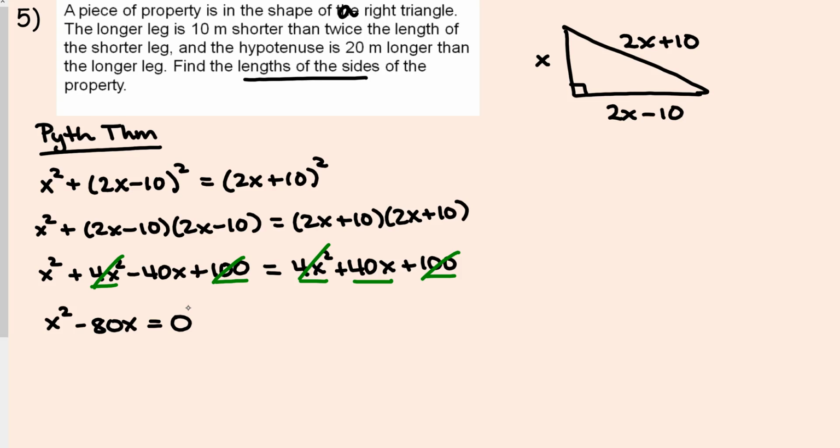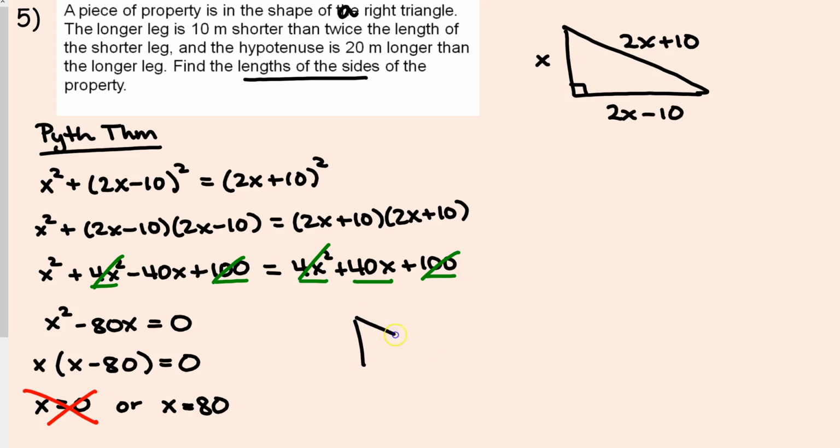Okay, we can factor this by factoring out the greatest common factor of x from both terms. So we have x times x minus 80 equals 0. So that would give us x equals 0 or x equals 80 when we set each factor equal to 0 and solve each one. Now, it doesn't make sense for the length of a side of a triangle to be 0, so that answer is extraneous. And then let's check x equals 80 and see if it makes sense.